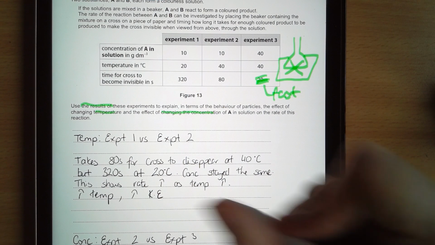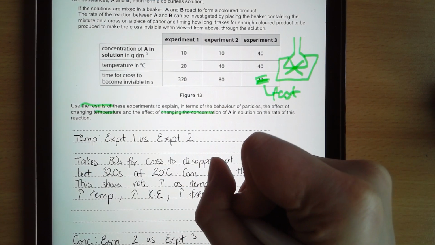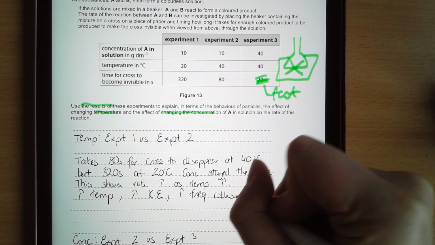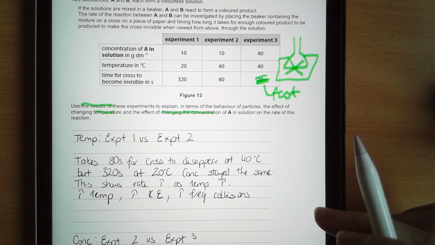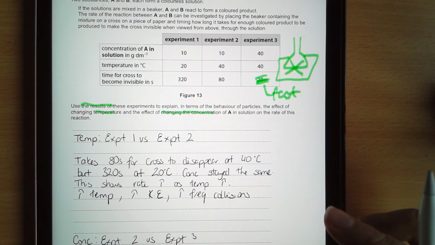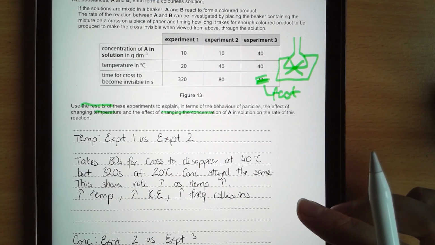You can say the particles are moving faster, and if the particles are moving faster, you get an increase in the frequency of collisions. Don't say more collisions, say an increase in the frequency of collisions. You could also say that at higher temperatures, more particles have the necessary activation energy, so there will be more successful collisions.